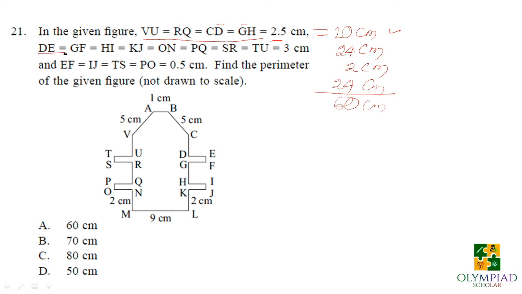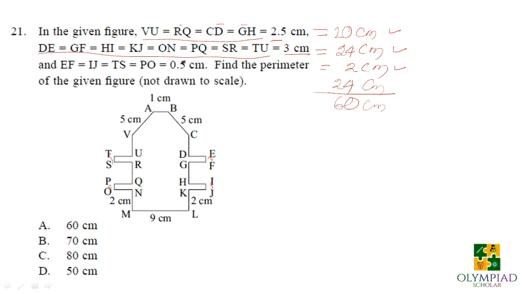Here you can see D, E, E, F, H, I, K, J like this. These are around 8 such lengths, and they are of 3 centimeter. So it will be 8 into 3, which equals 24 centimeter. Again the small parts, these parts are 0.5 centimeter, so 0.5, 0.5 and then 1, so it will sum up to 2 centimeter.